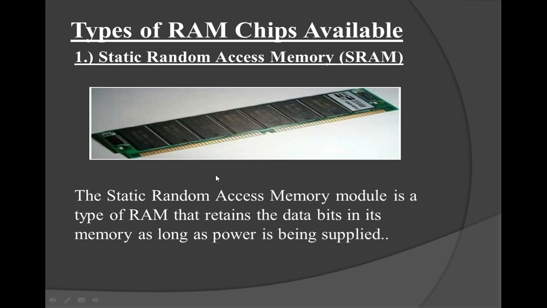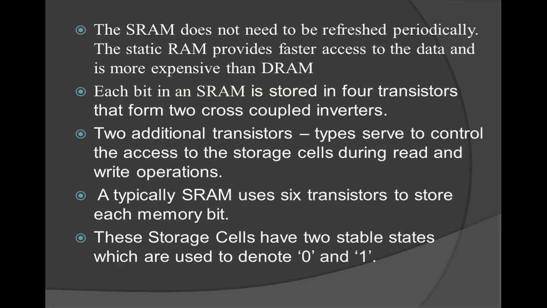Let us see in detail about the static random access memory, called SRAM. Static random access memory is a type of RAM that retains the data bit in its memory as long as power is supplied. We know RAM is a volatile memory, so it works only while a continuous power supply is applied. Similarly, SRAM lets you access the data only when power is applied to it.